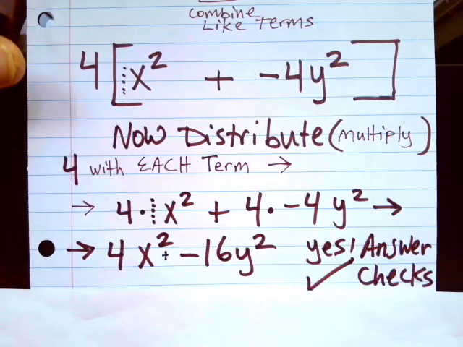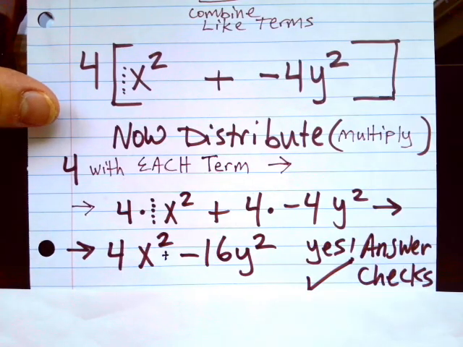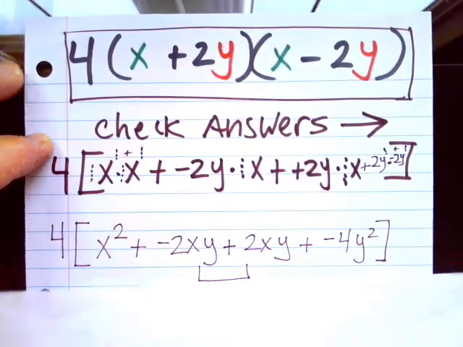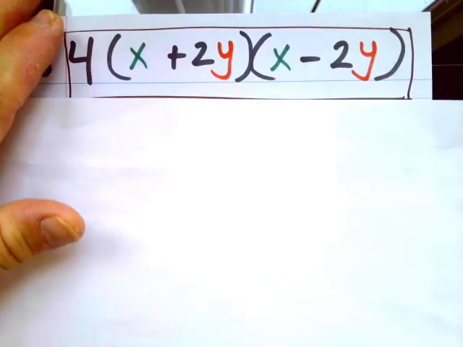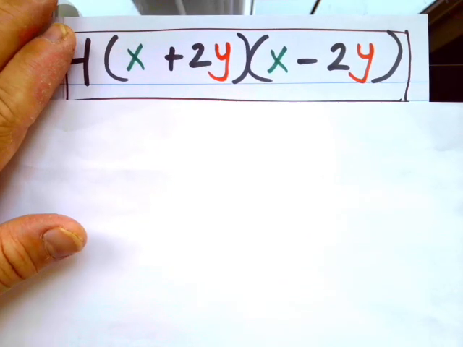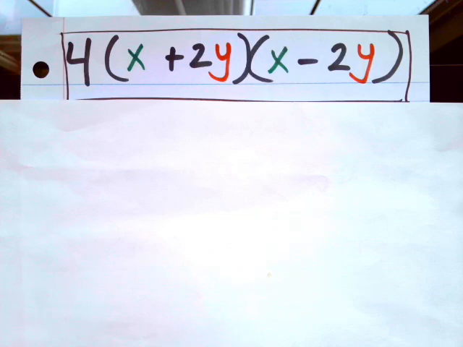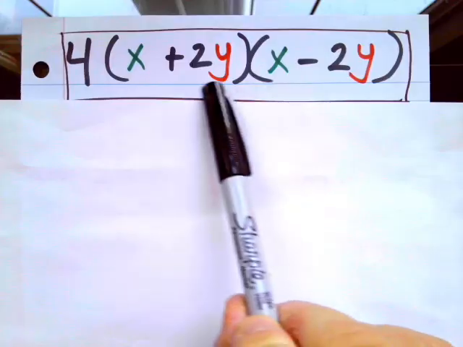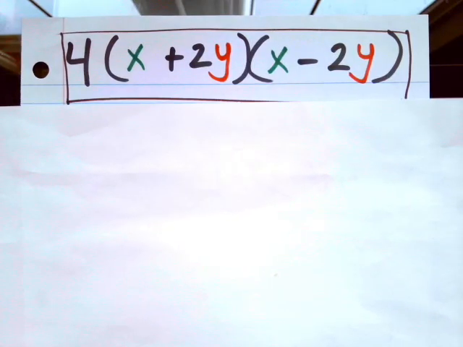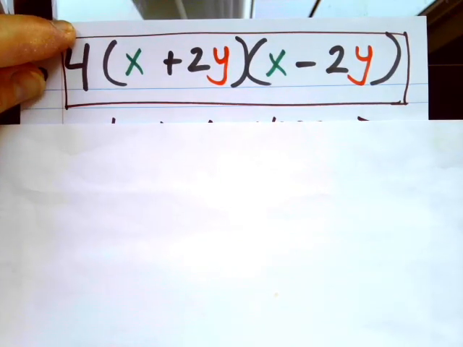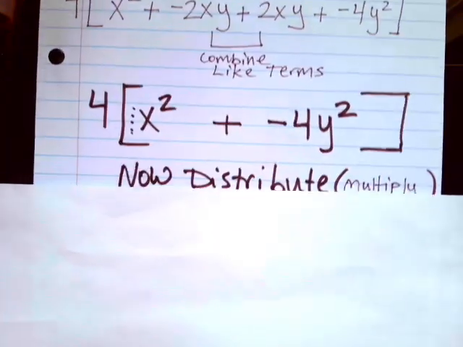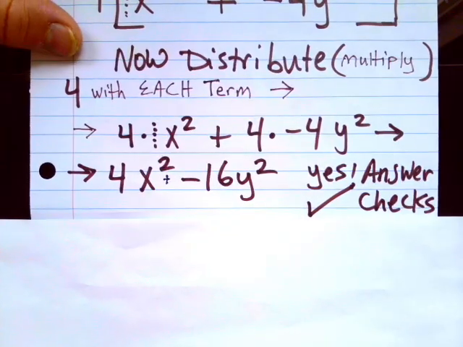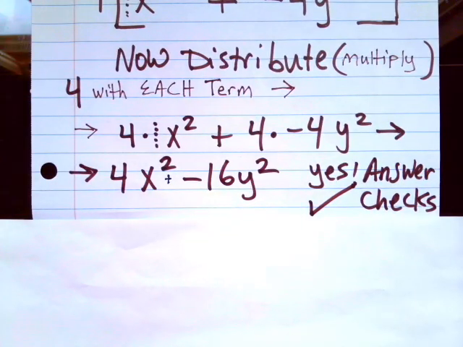Let me go back and show you the correct factoring for this problem. The correct factoring for this type of problem is 4 times the quantity x plus 2y times the quantity of x minus 2y. This would be the correct factor from that original problem that we started with, 4x squared minus 16y squared, as you see here. Hopefully this has made things a little bit easier for you.